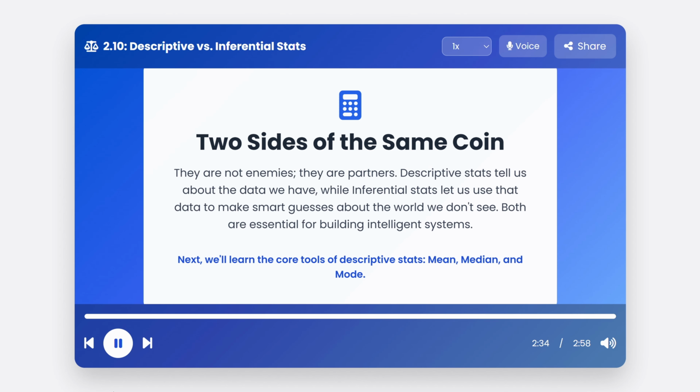So, these two branches are not rivals, they are essential partners in a process. Descriptive statistics helps us understand the past, the data we've collected. Inferential statistics helps us use that past to predict the future. You need both to build truly intelligent and reliable AI systems. In our next lesson, we'll dive into the most common tools of the descriptive toolbox: mean, median, and mode.